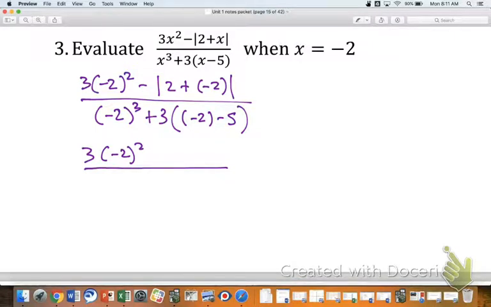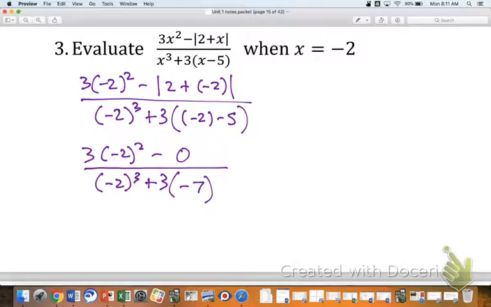Down below, I do see more work in the parentheses. So I've got negative 2 cubed plus 3 times parentheses. What's negative 2 minus 5? Negative 7. I've got negative 7 right there. Pause for a second. Look at what I've done. Technically, this is minus 0 up here. Okay, so I've done all the work in the parentheses.